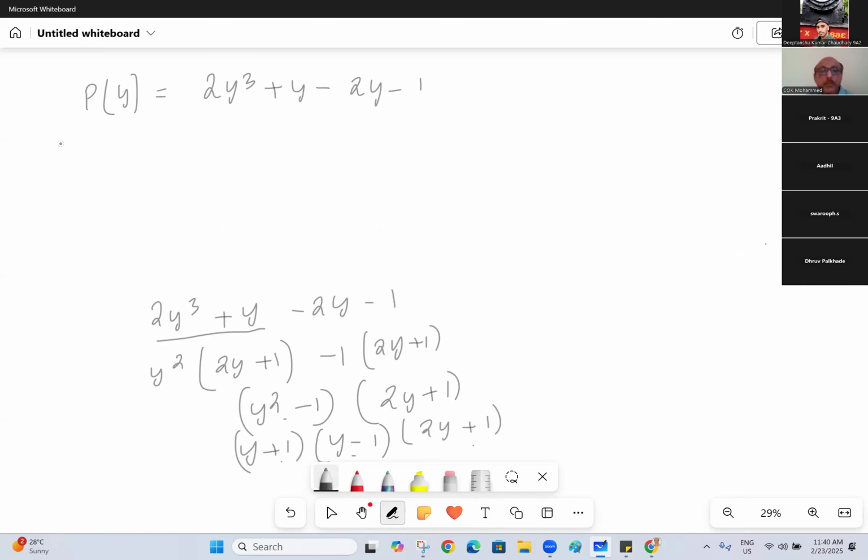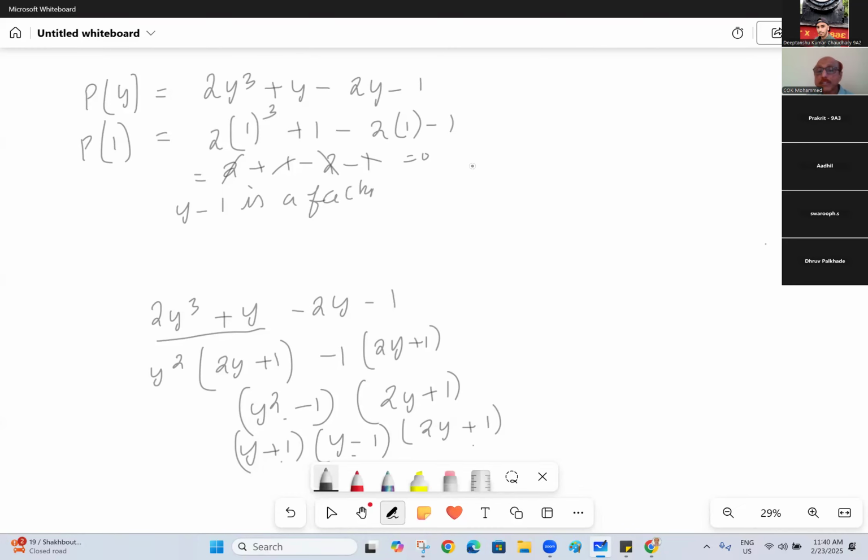You try P of 1 or P of minus 1. P of 1 you can try. 2 into 1 cube plus 1 minus 2 into 1 minus 1. That is 2 plus 1 minus 2 minus 1. Cancel 2 and minus 2, 1 and minus 1, equal to 0. So y minus 1 is a factor. Then you have to go for long division.